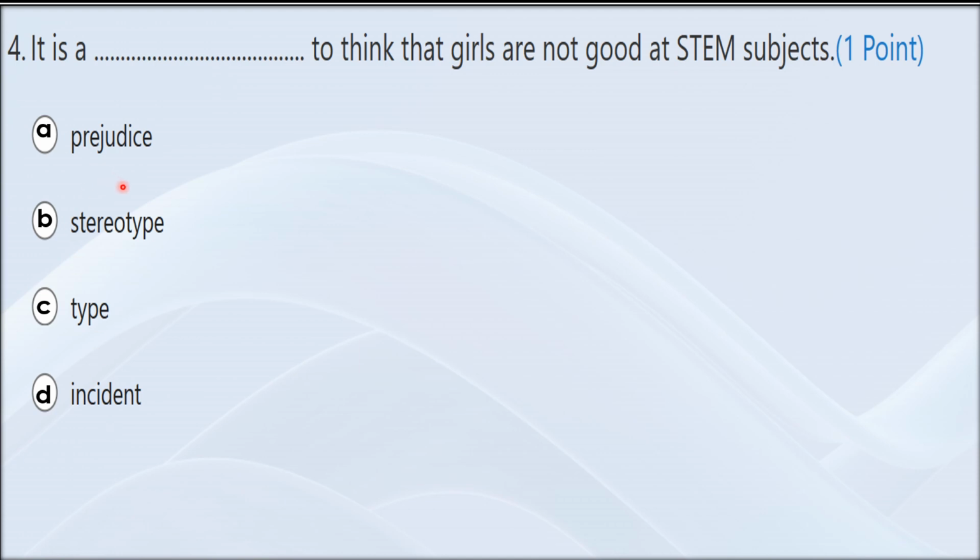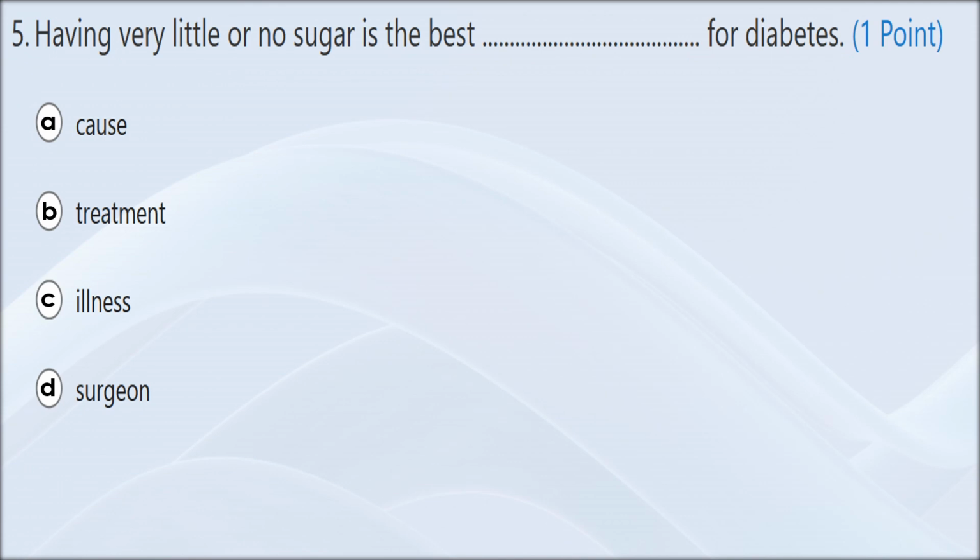Prejudice, stereotype, type, incident. Number 5. Having very little or no sugar is the best for diabetes. Is the best cause, treatment, illness, surgeon. So choose the right word, the correct word. Is it cause, treatment, illness, or surgeon?